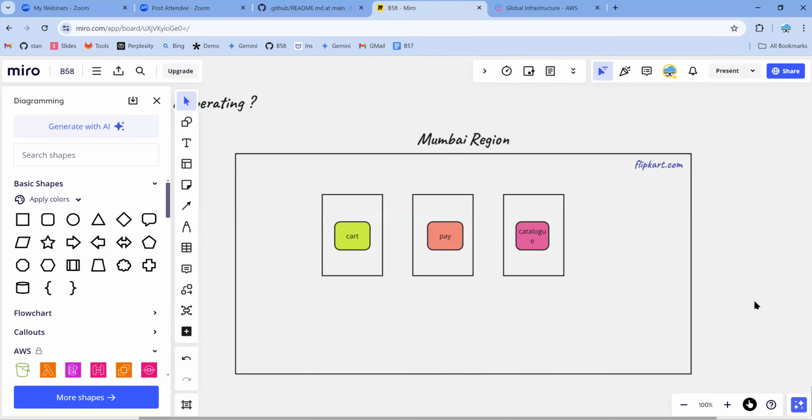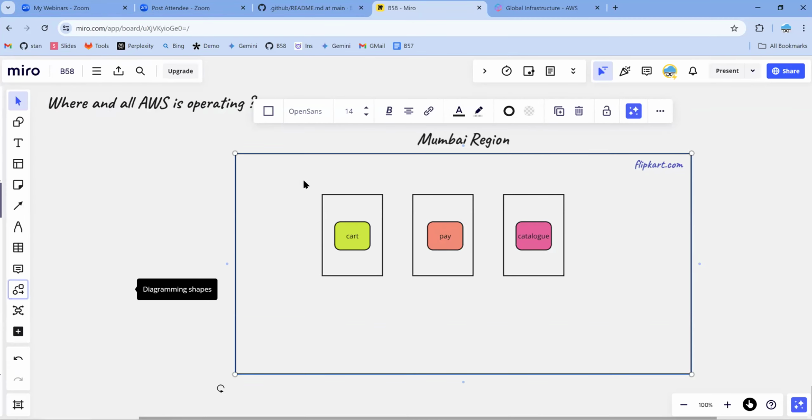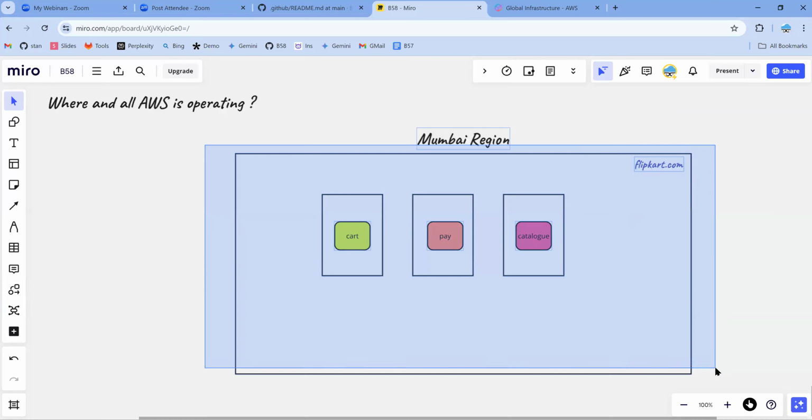Let's assume we have 3 applications running on 3 physical servers. A cart application is running on top of one, payment is running here, and catalog is running here. People across the States, whoever wants to buy something, since all the components of the application are running on 3 different servers, their business works.